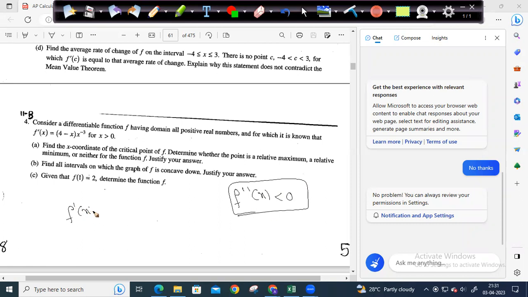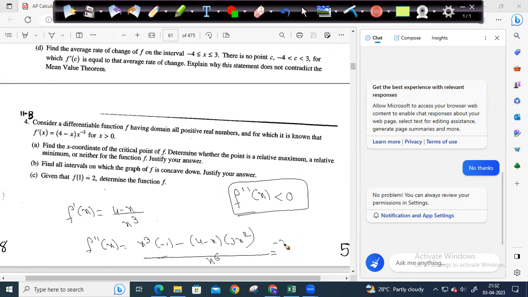You have f dash x. What is f dash x? It is (4 minus x) by x cube. So everyone find f double dash x. x cube into minus 1, minus (4 minus x) into 3x square, by x cube whole square, which is x power 6. Take x square common: minus x square minus 3 into (4 minus x) by x power 4, which is minus x square minus 12 plus 3x by x power 4. This is your f double dash x. Correct, right?